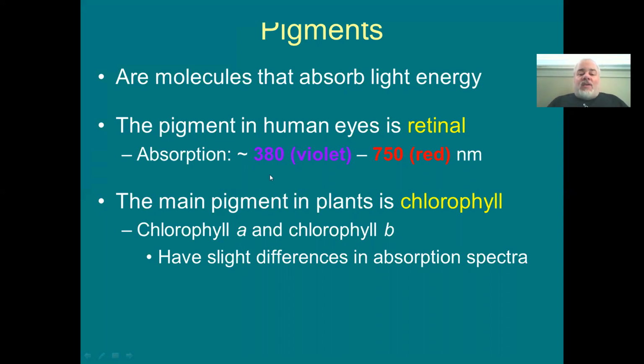As we saw in the previous illustration, it's somewhere in the 380 to 750 range that our human pigment retinal can absorb. It absorbs all of the visible light that we can see. In plants, plants are green because they contain a pigment called chlorophyll. And chlorophyll comes in 2 major groups or flavors, if you will, chlorophyll A and chlorophyll B, and they have slightly different shapes of their molecules, and so they absorb light slightly differently, but they both are greenish in color.